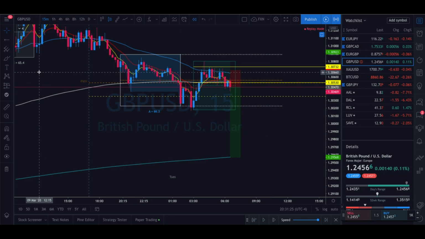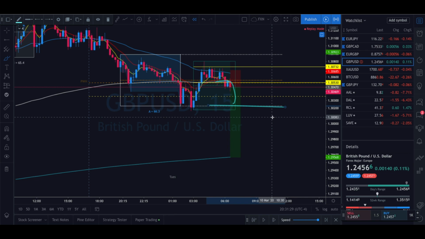Okay, and so even if, let's say, this goes down to here and it stops here, you're already in profit anyways. And if you see price stop at the bottom of the range here, then you could just exit the trade. It's not that big of a deal. Let's see how this works out.